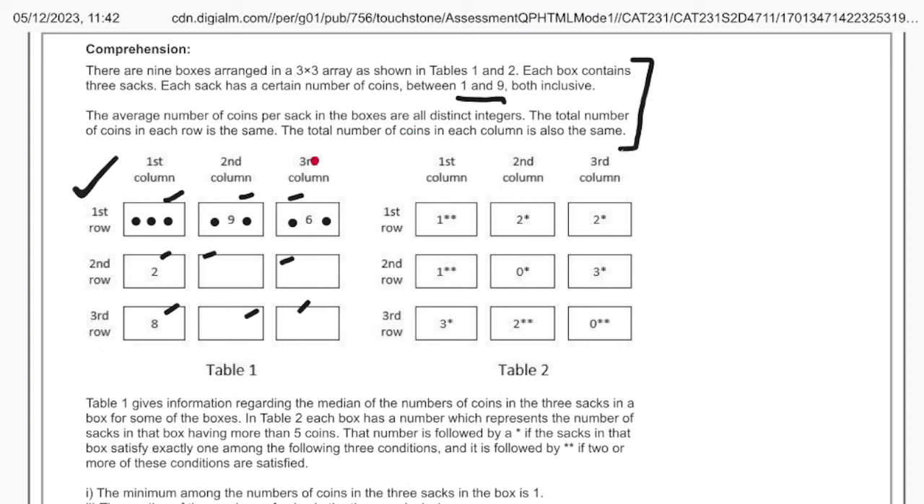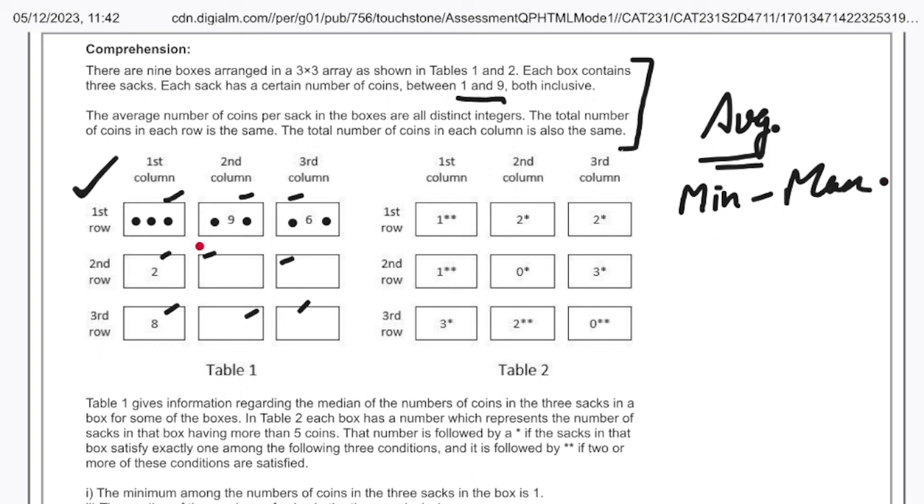Then they say the average number of coins per sack in the boxes are all distinct integers. That means every box has a different average. And as the maximum coins in one sack can be 9 and the minimum is 1, that means the average has to be from 1 to 9. It cannot go beyond 9, because an average is a number which is between the minimum and maximum. Can't go beyond that.